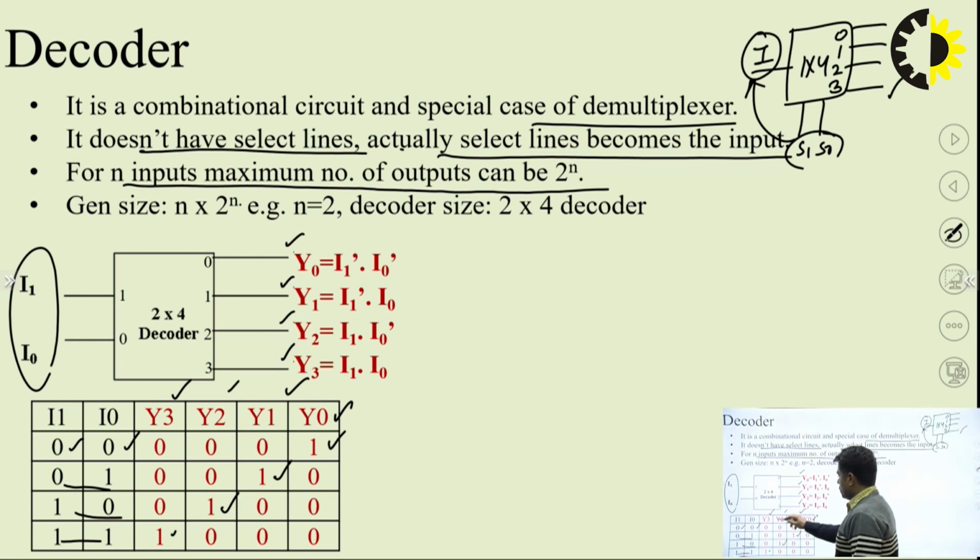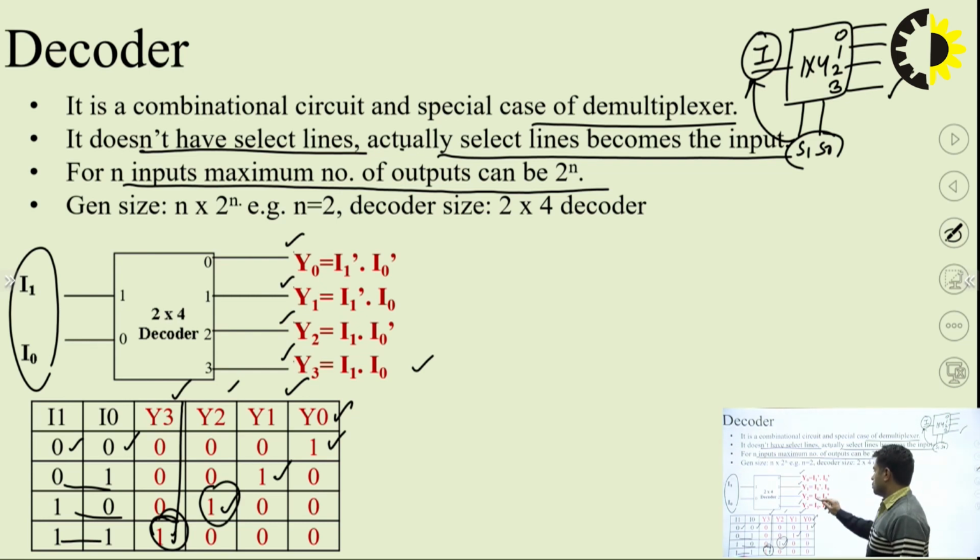So for all these 4 expressions, for Y3 there is a single one which corresponds to I1 equal to 1 and I0 equal to 1. So the Y3 expression is I1 into I0. Similarly, Y2 is giving 1 here, where I1 is equal to 1 and I0 is equal to 0. So I1 dot I0 bar. Similarly, Y1 is I1 bar I0, and for Y0 both are 0. That means I1 bar I0 bar.